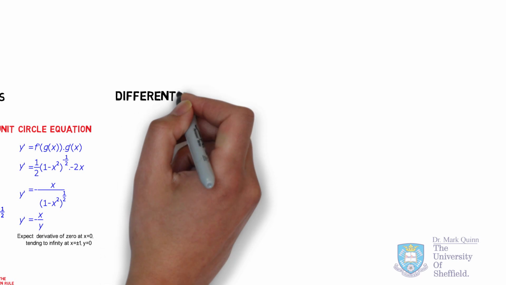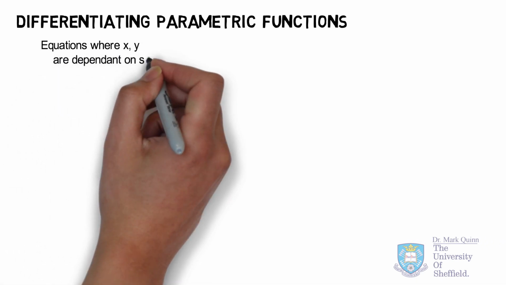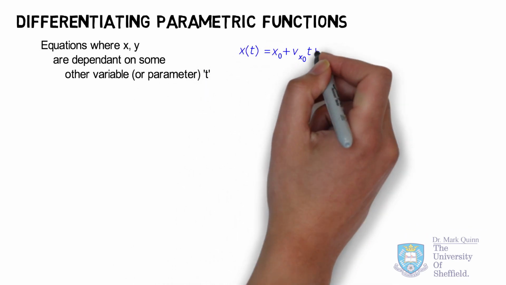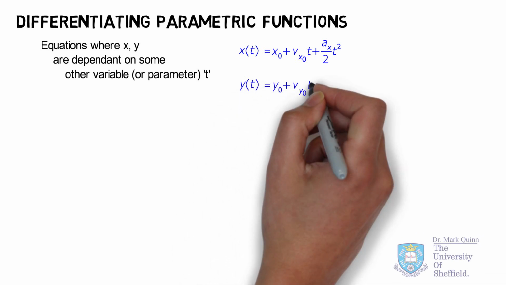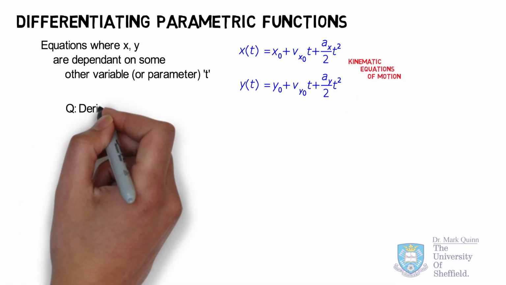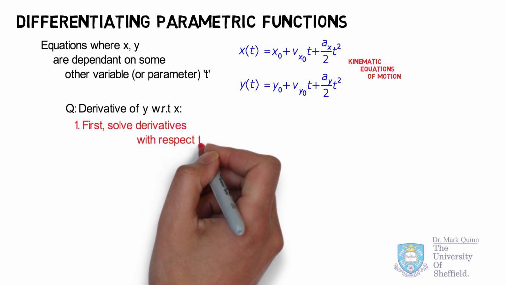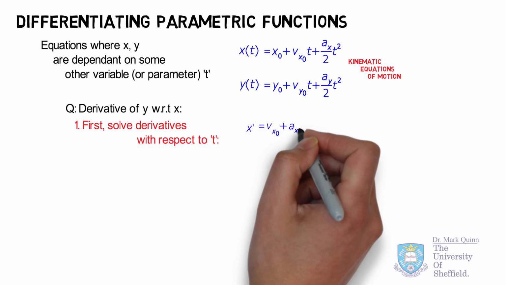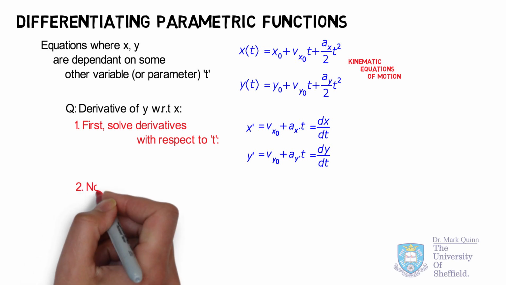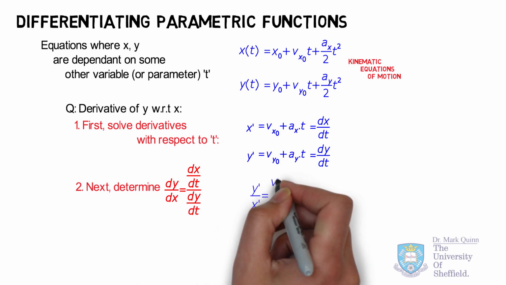Next, let's look at how we can perform differentiation with parametric functions. Previously, we described parametric equations where variables such as x and y are dependent on some other variable or parameter, such as t. The example we'll use here is the kinematic equations of motion, where we can predict the position x as a function of time, and also the height as a function of time, y. If we are interested in determining the derivative of y with respect to x, we must perform a parametric differentiation. This is relatively straightforward. First, we determine the derivatives of y and x with respect to t. Next, we can easily determine the overall derivative of y with respect to x by dividing the two previous results.